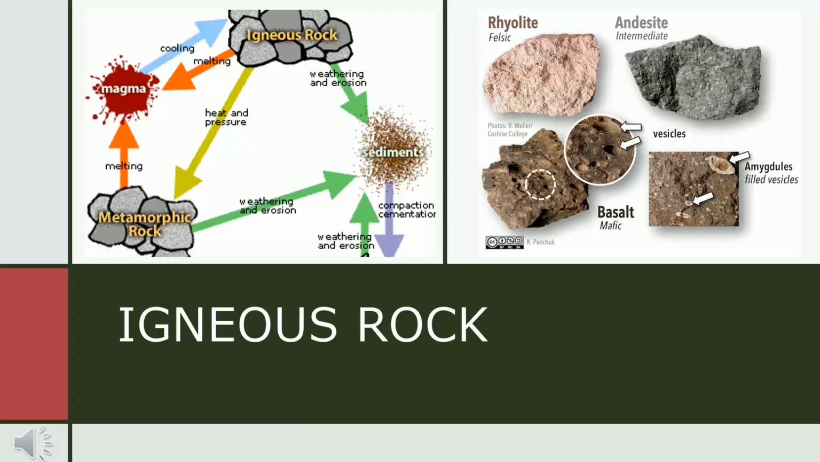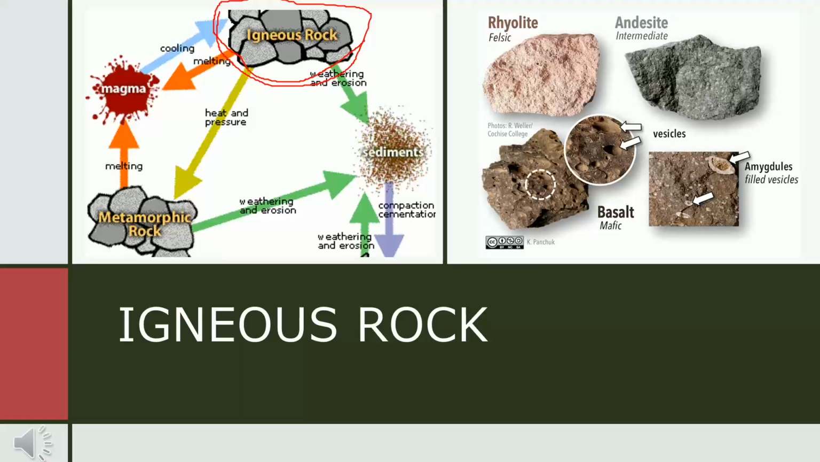Starting with the picture on the left, you see the igneous rock at the top, and all of the arrows pointing away and pointing towards it. Igneous rock can be formed by the cooling of magma, which we talked about earlier with the crystallization process. Igneous rock can also melt and it'll be turned into magma. And if an igneous rock goes through heat and pressure, as you see with the yellow line, it could be turned into a metamorphic rock.